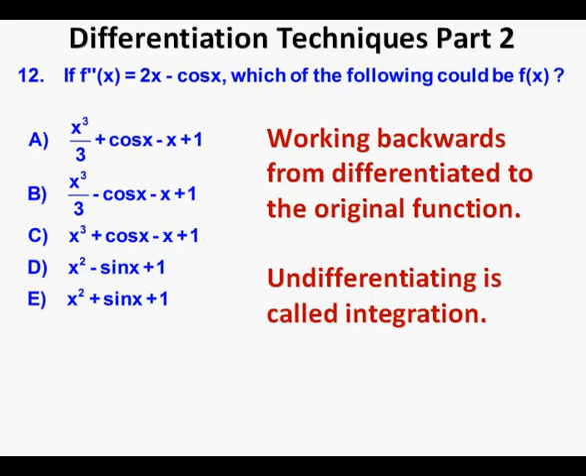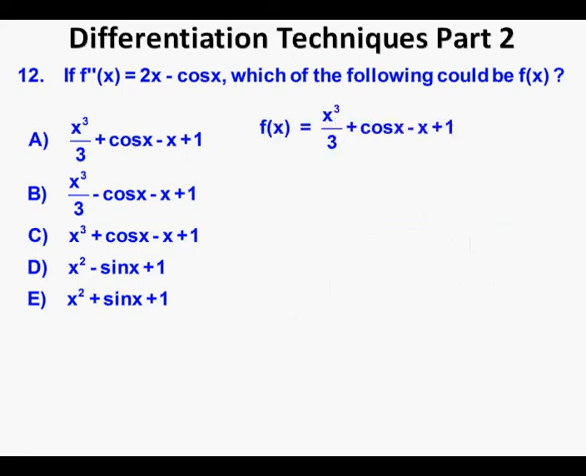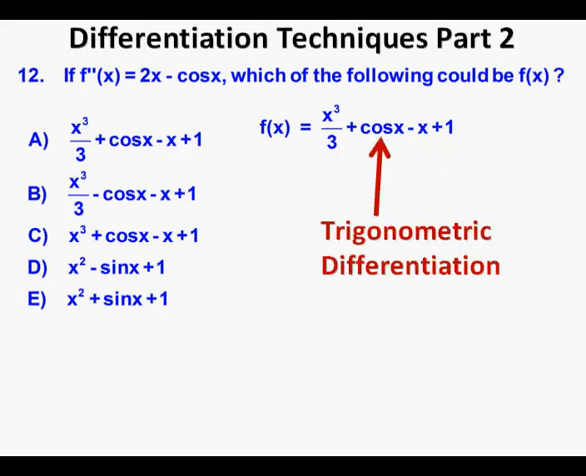But instead of going ahead with integration, we will take the answer choices and double differentiate from these answer choices to see which one gives us f double prime of x equals 2x minus cosine x. Here's answer choice A. F of x equals x cubed over 3 plus cosine x minus x plus 1. In differentiating, we'll use the power rule on these 3 terms, the x cubed over 3, the minus x, and the plus 1. And for the cosine x term, that will be a trigonometric differentiation.